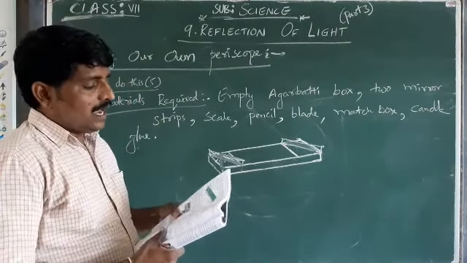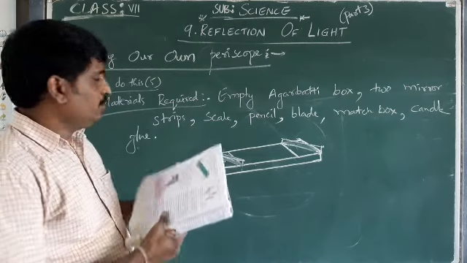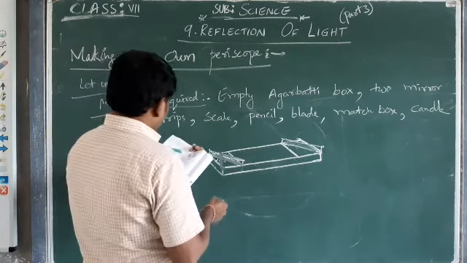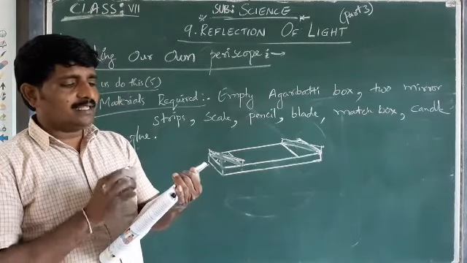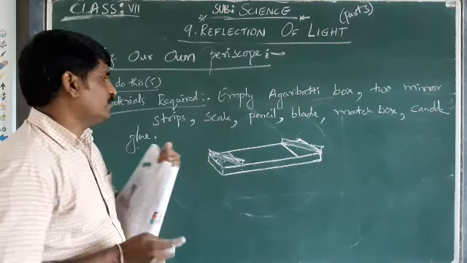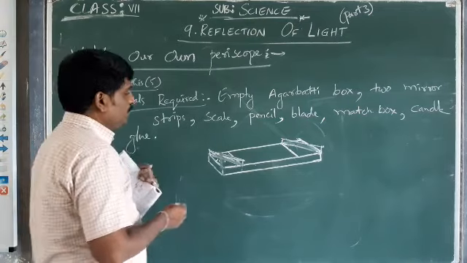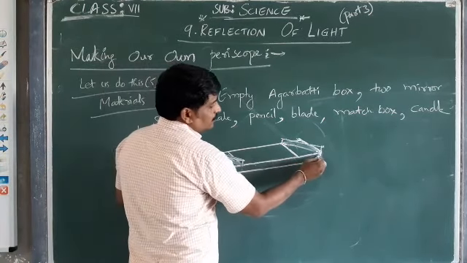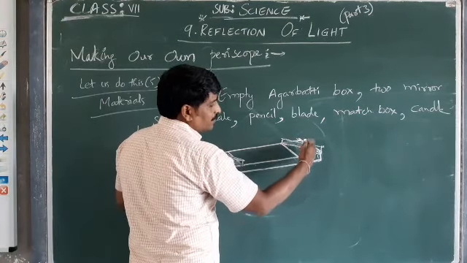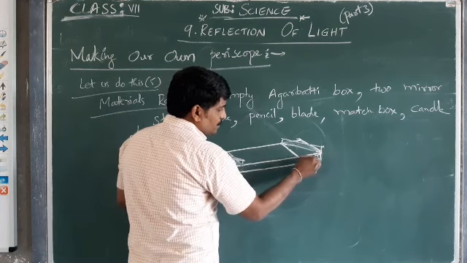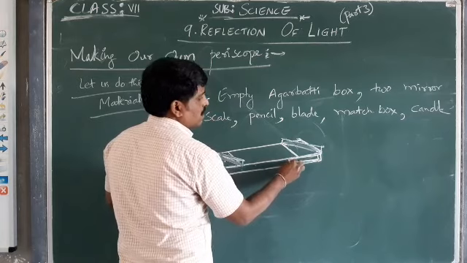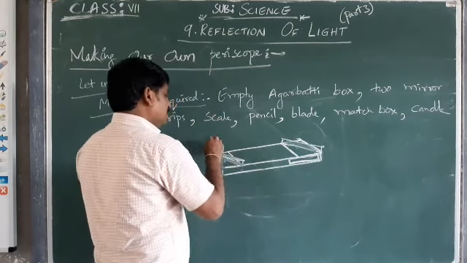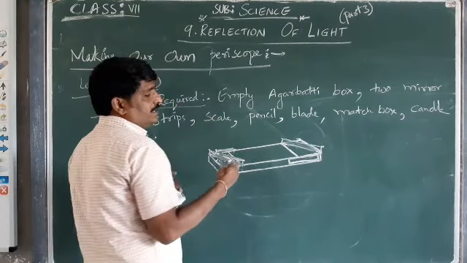See, after this, what do you have to do? Cut out two windows on the narrow side of the box, as shown in the figure below. After placing that mirror, on this side you have to cut a small window. And on that side also you have to cut a small window.